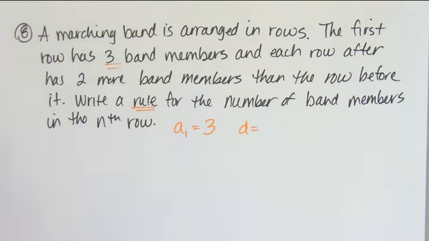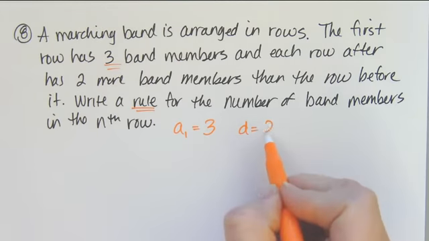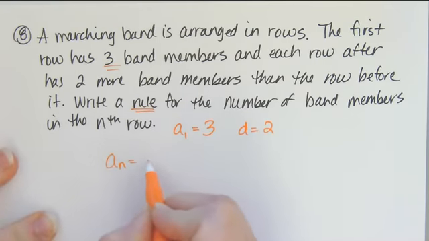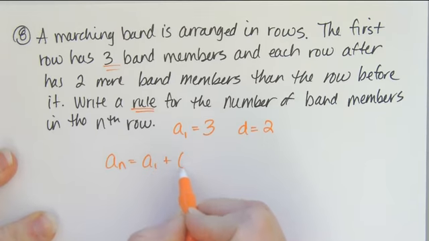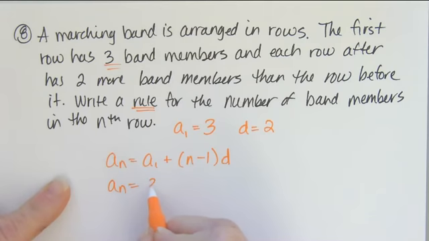And then I say each row has 2 more, which means it's going to go up by 2, so my common difference is 2. So this actually is way easier than that last problem we did, because all I need to do is plug in my a sub 1 and d into this formula. Remember, do not plug in anything where you see the n's when you're doing your final rule.